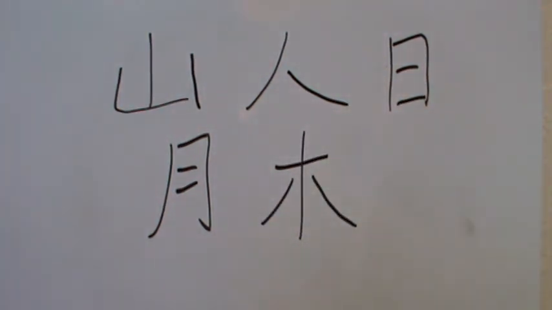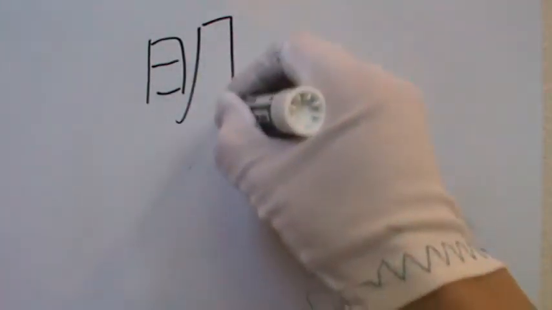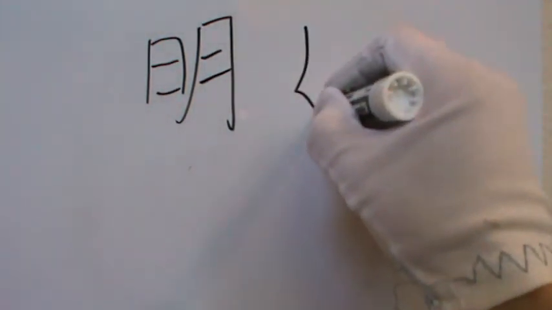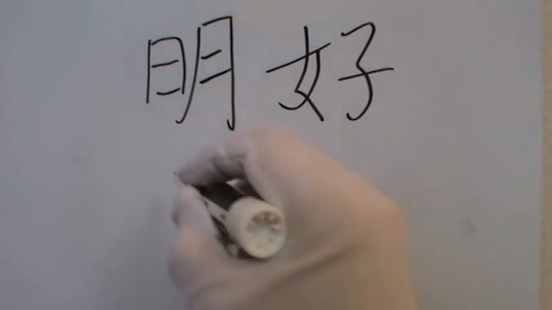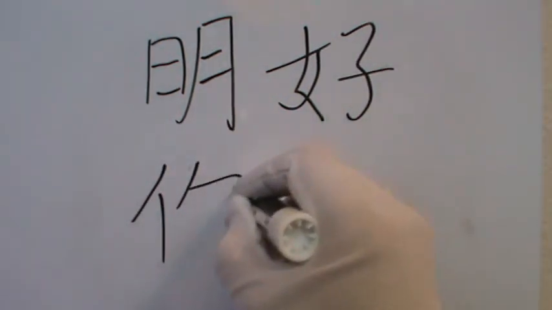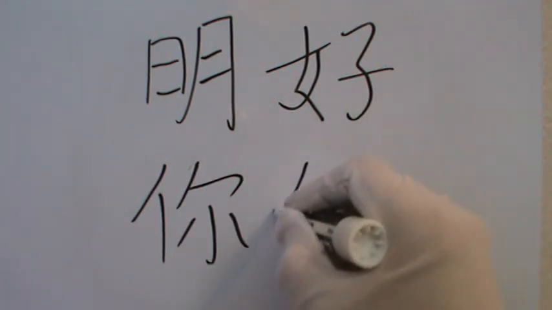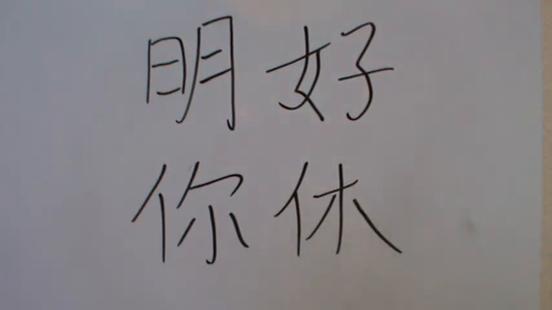And compound characters, such as 明, bright, 好, good, 你, you, 修, rest.